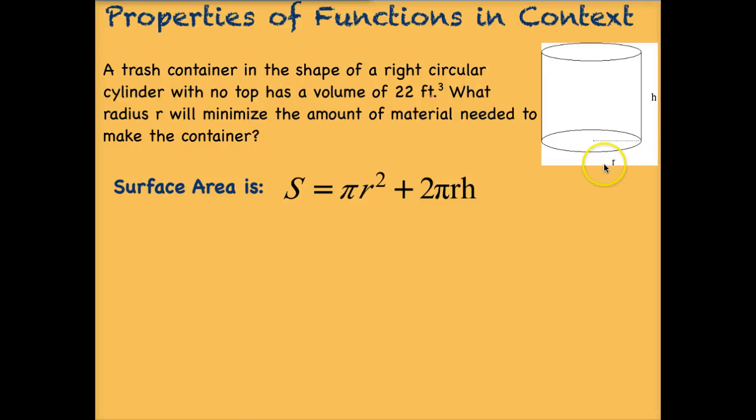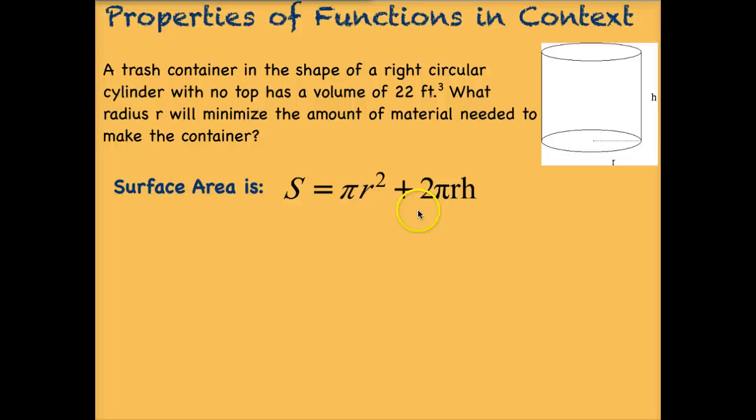In this example, we have a trash container. It's in the shape of a right circular cylinder and it has no top. The volume is 22 feet cubed. So what radius, which would be r, will minimize the amount of material needed to make this container?